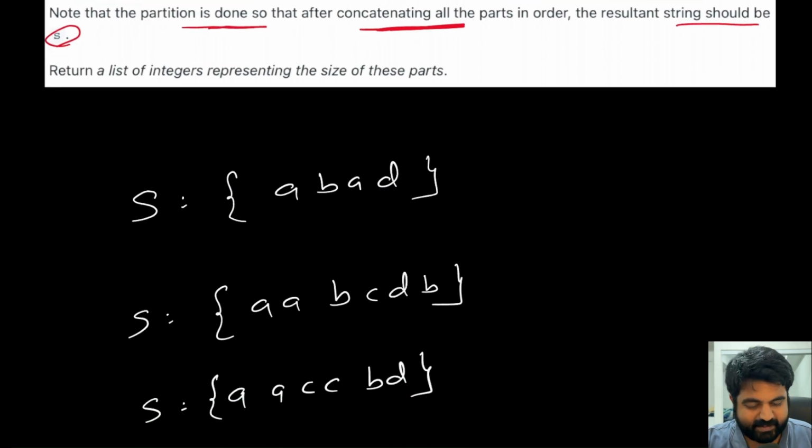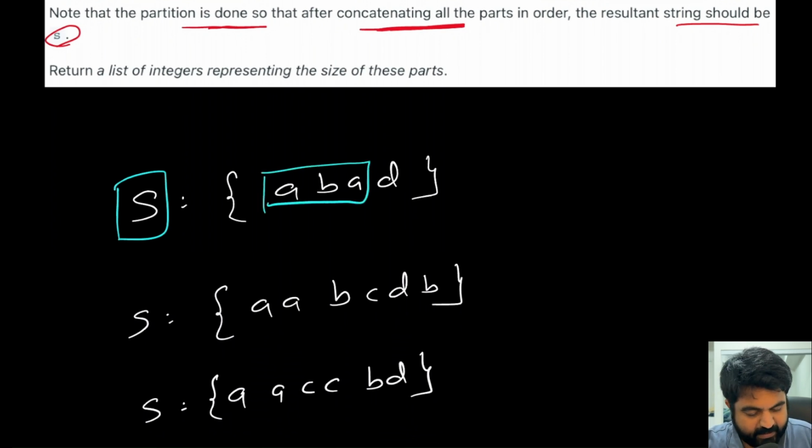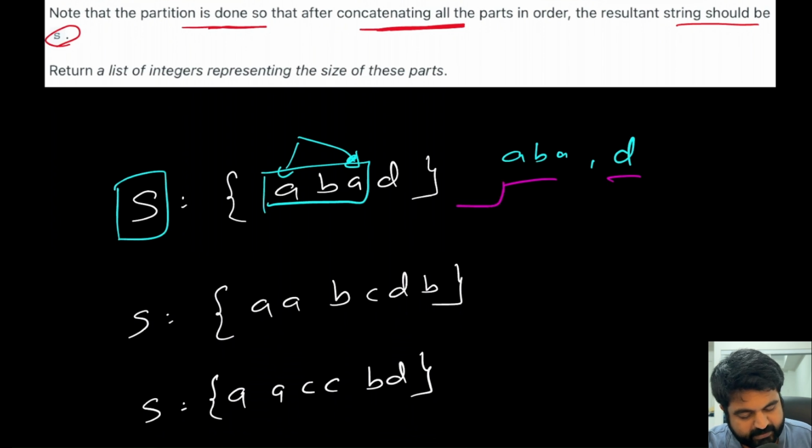Now let's try to understand it with some examples. Let's say that we are given a scenario like this. Now we want to create the maximum partitions where every single character only appears in just one partition. So in this case, we can create a partition with this A, B, A, because remember A appears over here and A appears over here. So they both have to be in the same partition. And then we can create one more partition called D, and notice that if we combine this ABAD, then we would get the resulting string S.